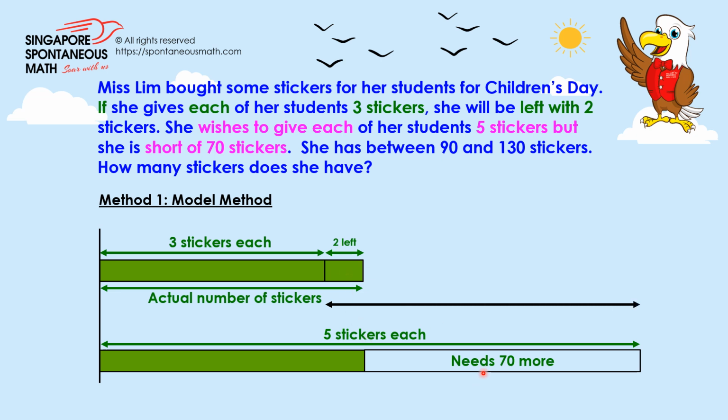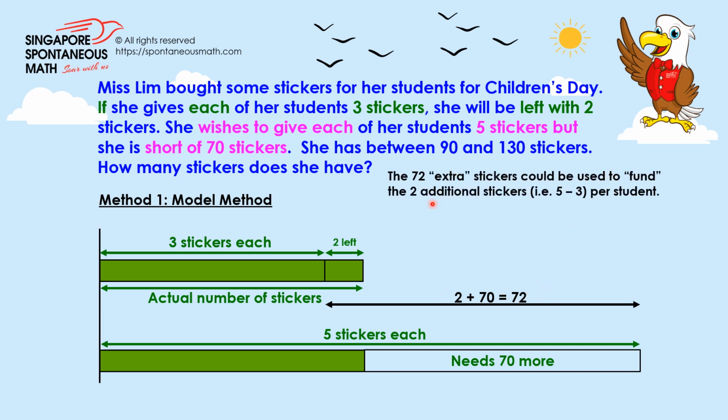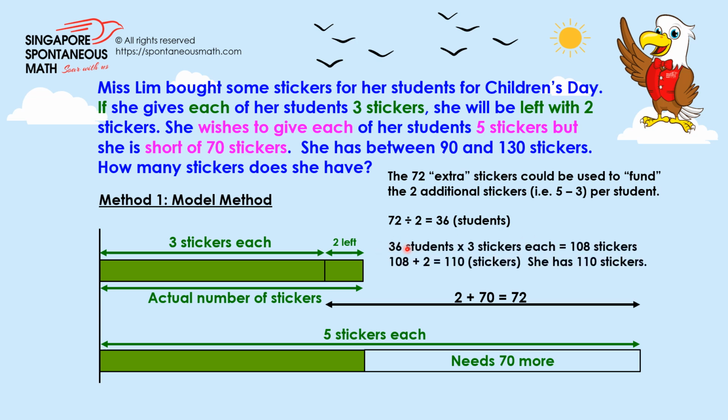So 2 plus 70, that is 72 stickers. This 72 stickers is needed to fund the additional 2 stickers per student. 5 minus 3 is 2 additional stickers. So by taking 72 divided by 2, we get 36. So she has 36 students. So 36 students times 3 stickers each is 108 stickers. 108 stickers plus 2 remaining, that is 110 stickers. So Miss Lim has 110 stickers.